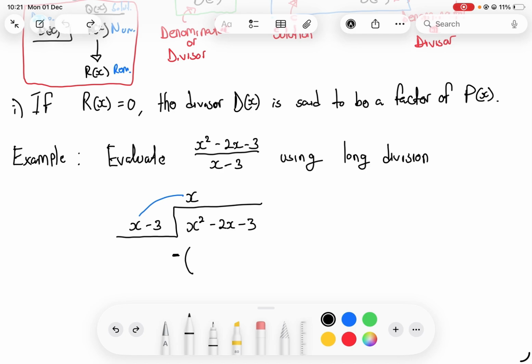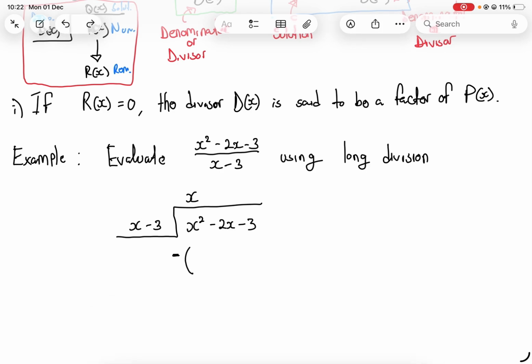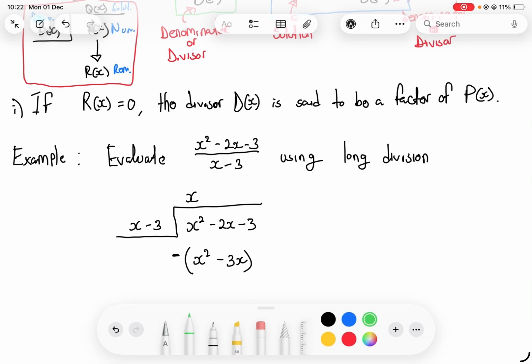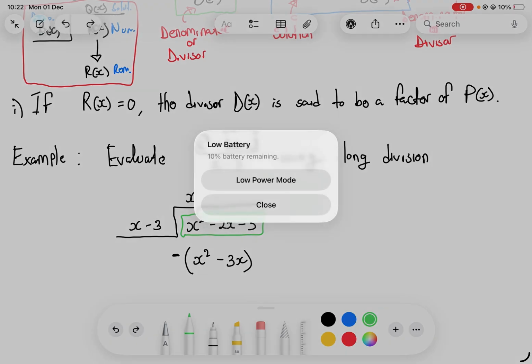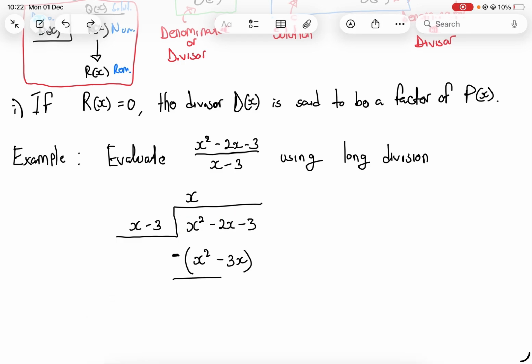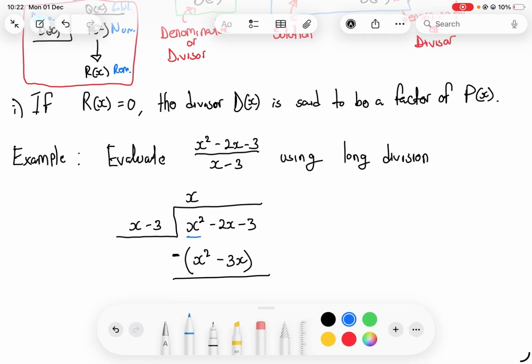So I'll have, therefore have x times x, I'll have x squared, x times minus 3, I'll have minus 3x. Then now I say, this is where the plus sign now works. Then now I say, this equation, the above equation, minus this one. Okay, so now I'll have x squared minus x squared.